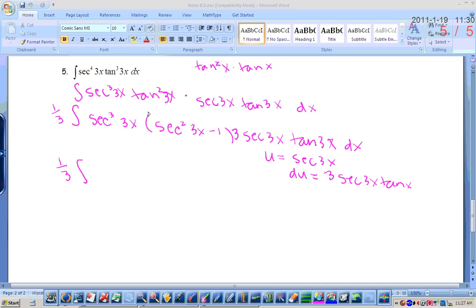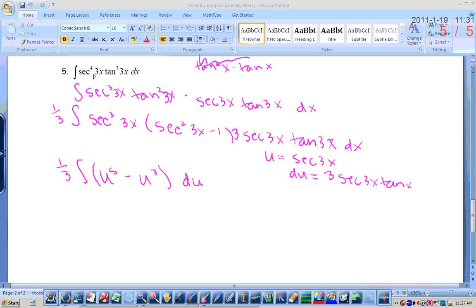All right, so I'm going to have u cubed times u squared minus 1. So u to the 5th minus u cubed. Everyone follow that? Okay, and then du. Okay, so y'all can go from there, right? You get the idea. Okay, on this particular one, you could actually have gone a different route, and I'm just going to kind of get you started.